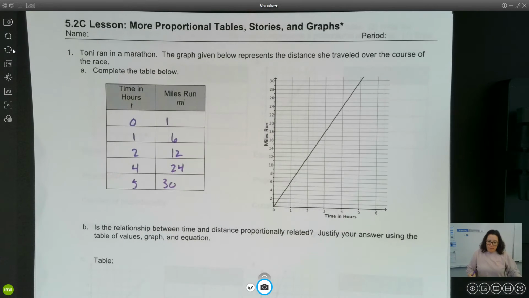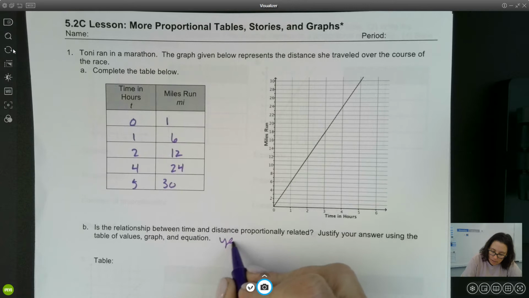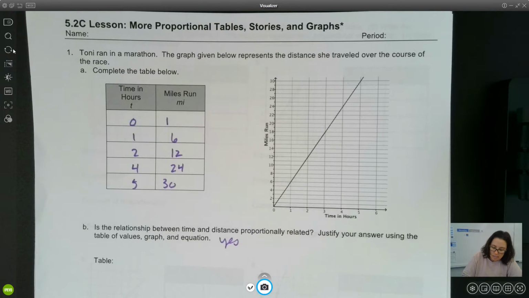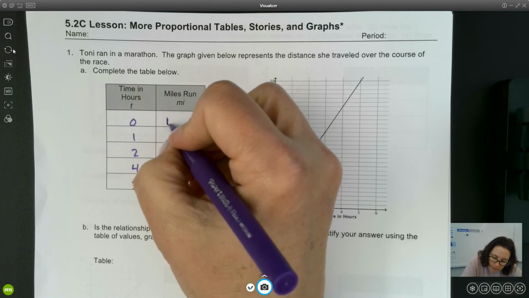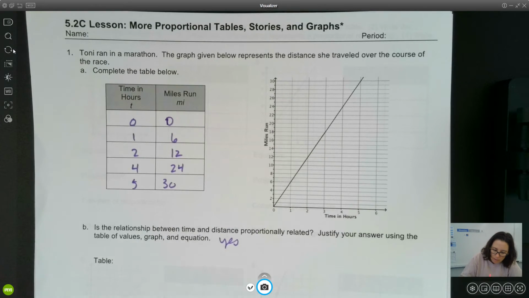All right. Part B, is this relationship between time and distance proportionally related? Justify your answer using the table of values, graph, and equation. So yes, this is. I can see it is because I've got this. Oops, I put 1 here. Sorry, guys. It should have been a 0. All right, so I've got this.